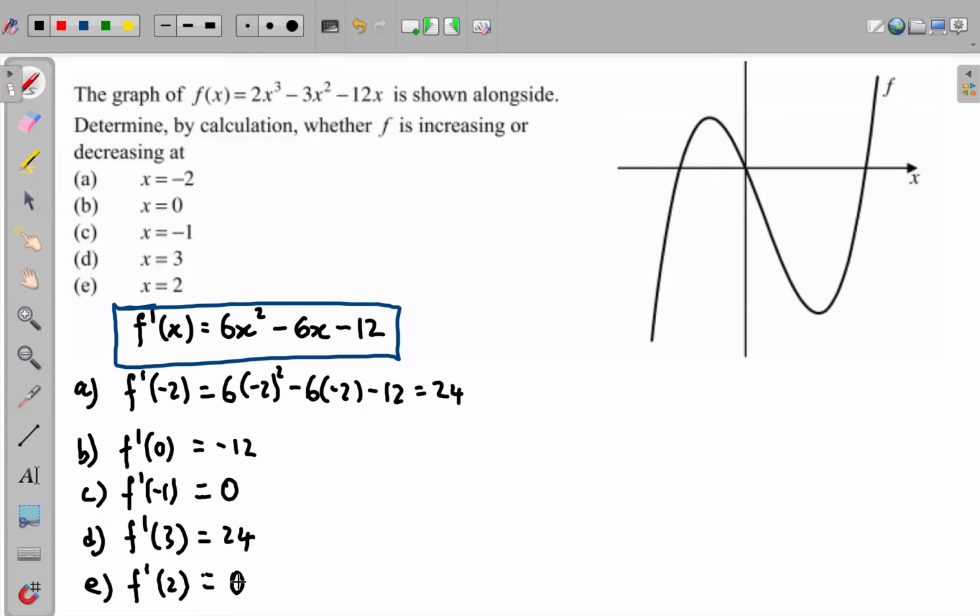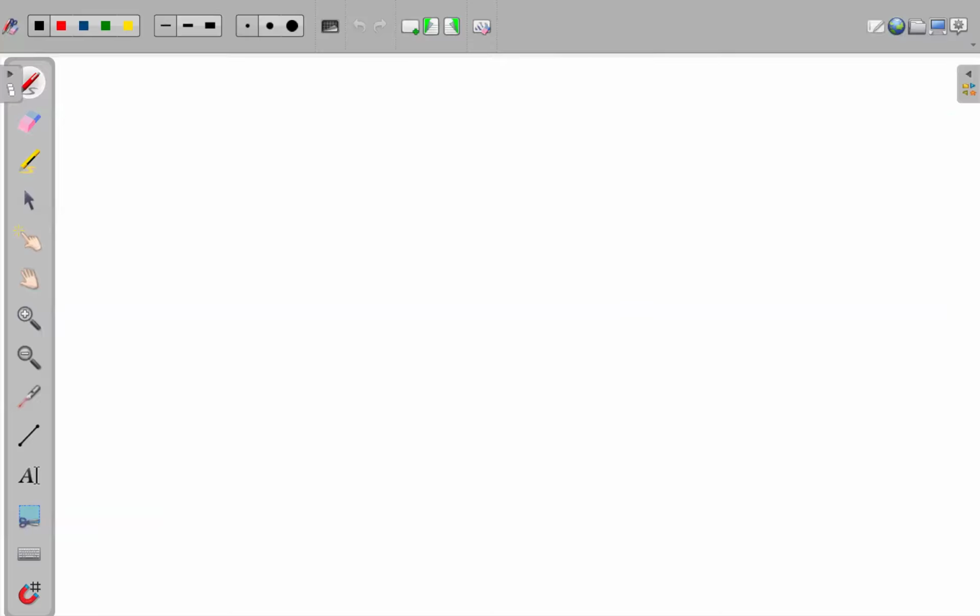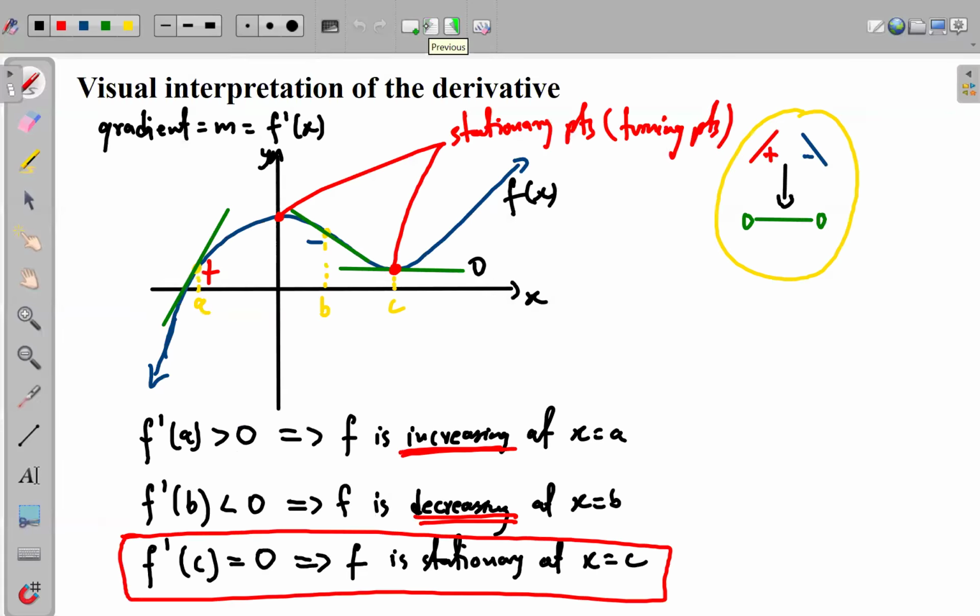Excellent stuff. Now, we want to know, is this thing increasing or decreasing? If it is not, what is happening? Let's recap what we just learned here. We have learned from this that there are 3 possibilities. If we substitute a value and we get a positive value, in other words, a value that is bigger than 0, then we're going to conclude that it is increasing. If we substitute a value and we get a negative number, we will conclude that it is decreasing.